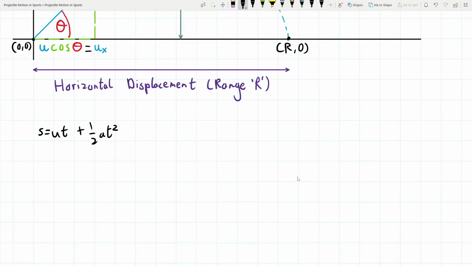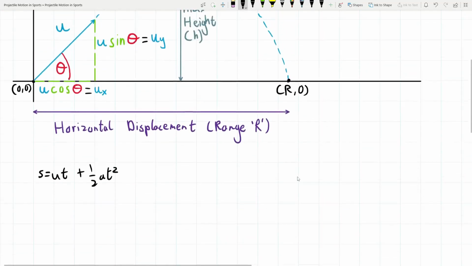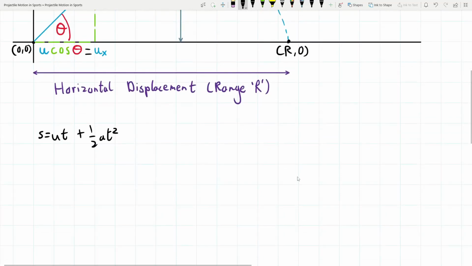The final velocity isn't really relevant here, because in the x direction we have no acceleration, so the final velocity is the same as the initial, which is kind of trivial. And in the y direction it's always accelerating, so we don't really have final velocities. So in the x direction, we're going to have u, a, s, and t.